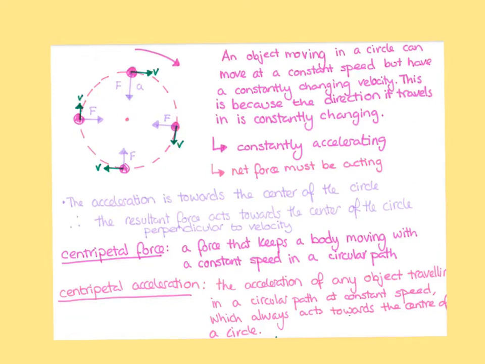And just to state it really clearly so we're all clear, an object moving in a circle can move at a constant speed but have a constantly changing velocity. This is because the direction it travels in is constantly changing. Therefore, it's constantly accelerating, and therefore a net force must be acting. So our centripetal acceleration is the acceleration of any object travelling in a circular path at constant speed, which always acts towards the centre of the circle. And our centripetal force is a force that keeps a body moving with a constant speed in a circular path.